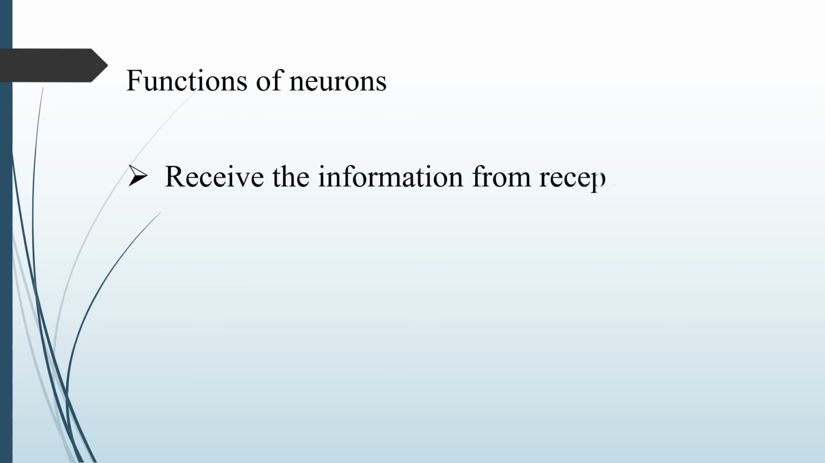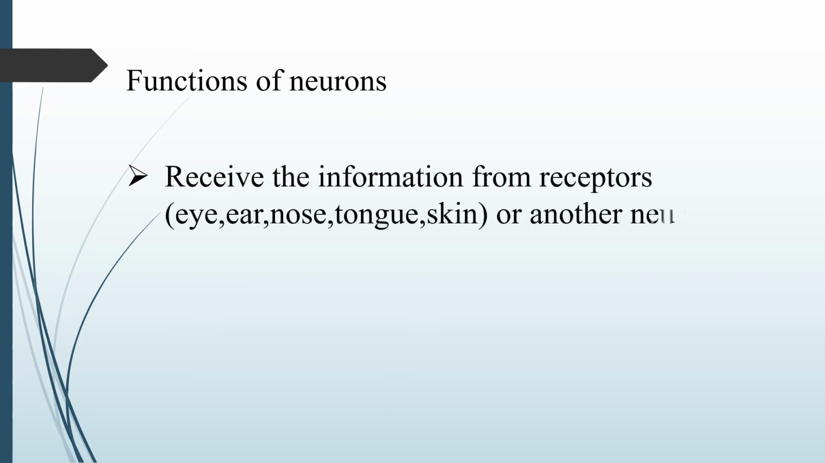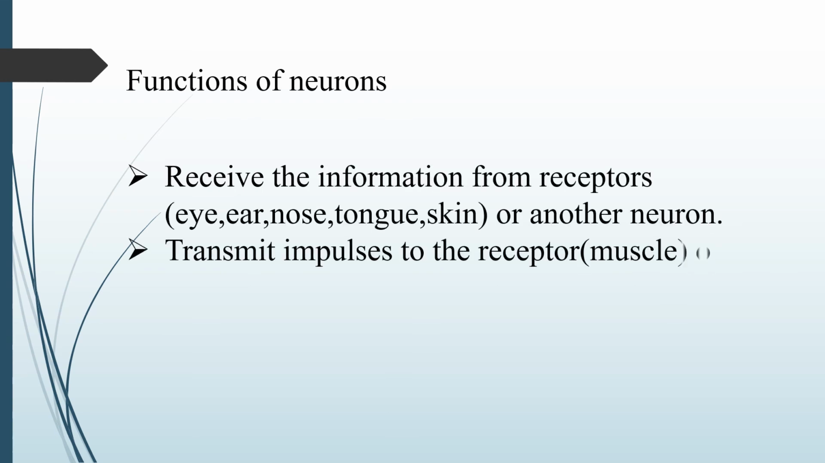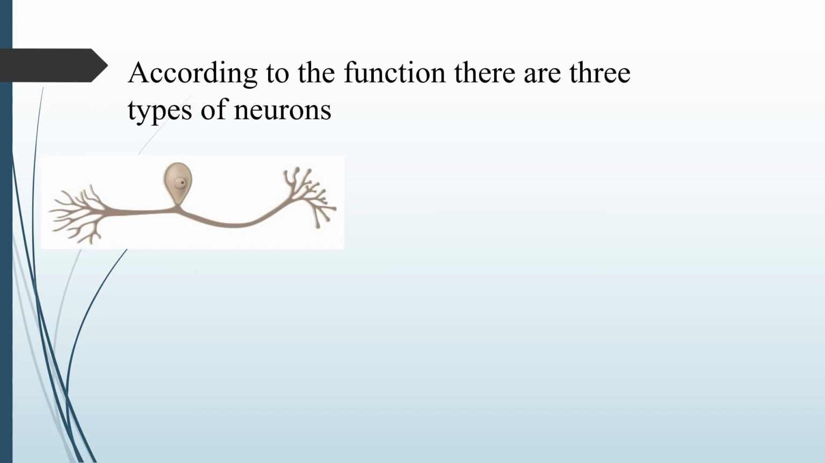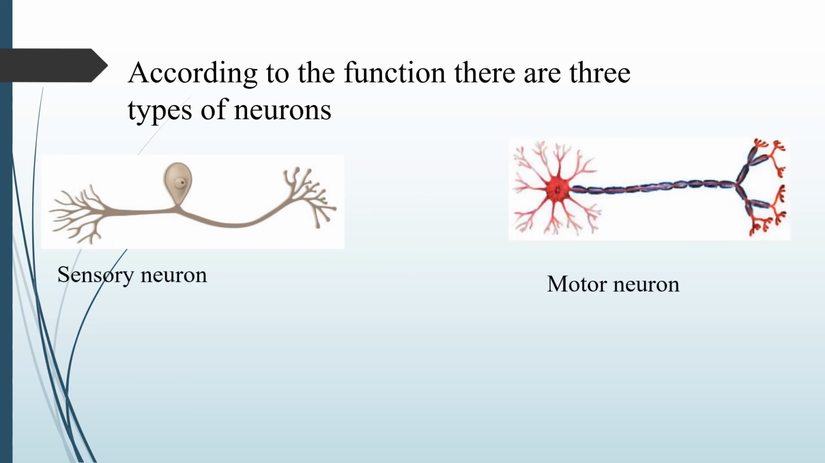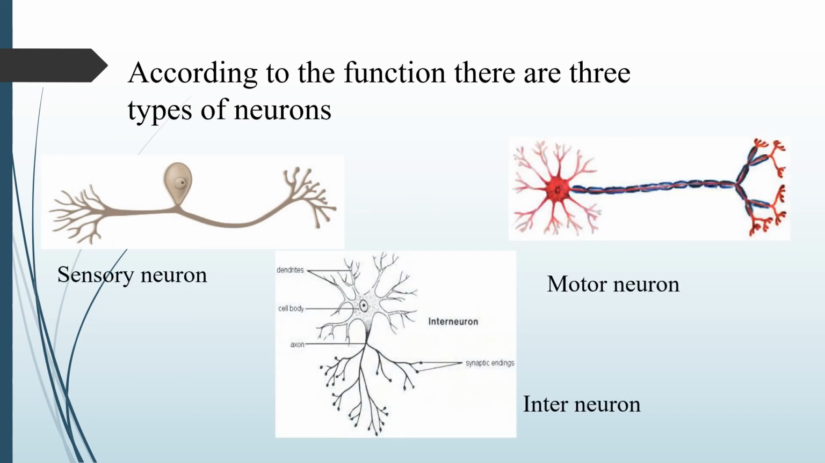There are very special functions of neurons. A neuron receives information from receptors like the eye, ear, nose, tongue, skin or another neuron, and transmits impulses to the effector, that means a muscle, or to another neuron. According to the function, there are three types of neurons: sensory neuron, motor neuron and interneuron.